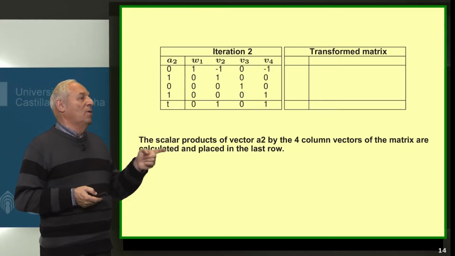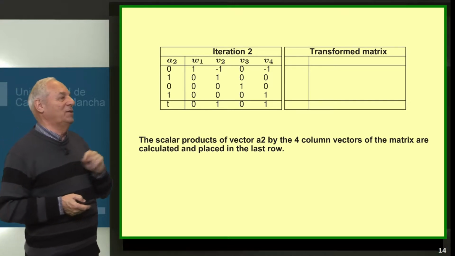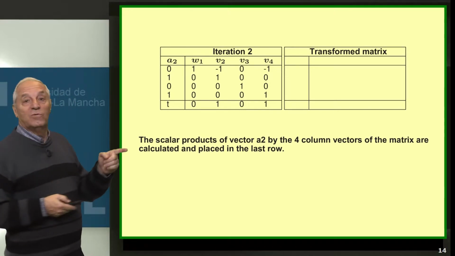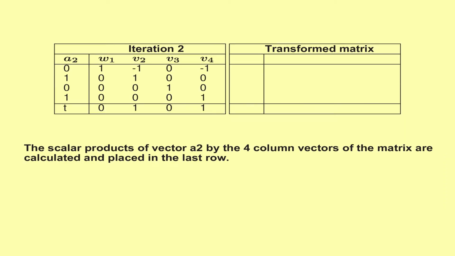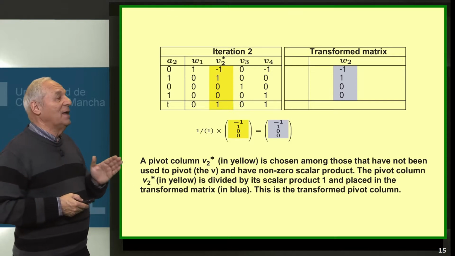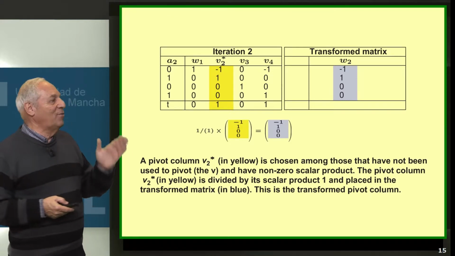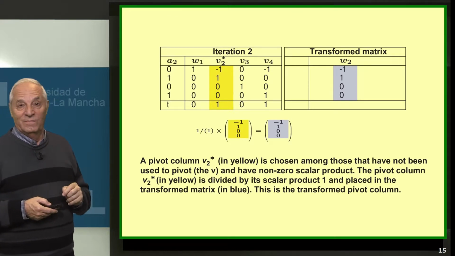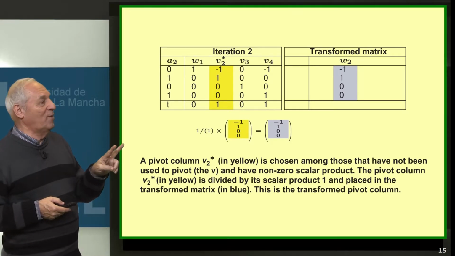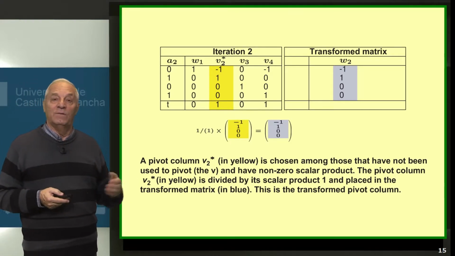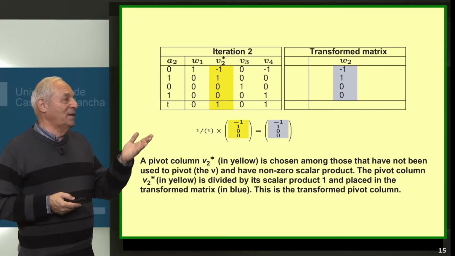We calculate the scalar products and we change v2 by w1, which is the one we have used as a pivot, and by others, v2, v3 and v4, which are the ones we have not used, and the scalar products are written there. We have already put the scalar products and we choose a pivot column with the condition that it has not been used as pivot. You can use neither the w1, nor the v3, because its scalar product is 0. Then we have two alternatives left, v2 and v4. We chose v2, we select it as a pivot, and we put it in yellow.